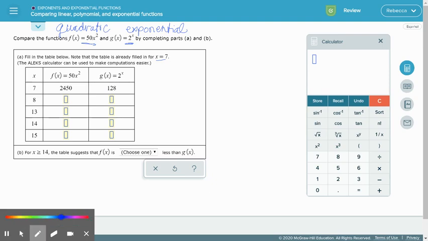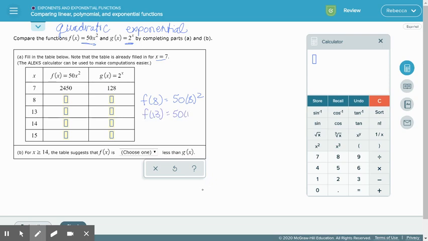So I'm being asked to evaluate the function at 8. So we're going to do 50 times 8 squared. Then we want to evaluate the function at 13, so we'll be doing 50 times 13 squared. Then the first function at 50 times 14 squared. And then finally, the first function will be evaluated at 50 times 15 squared. So we'll go ahead and do that now.